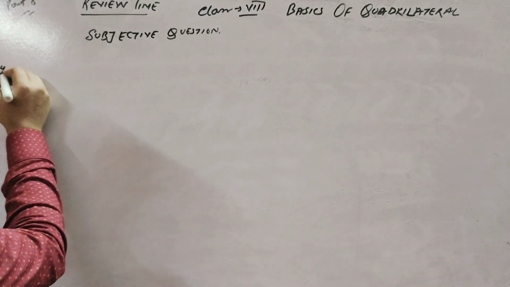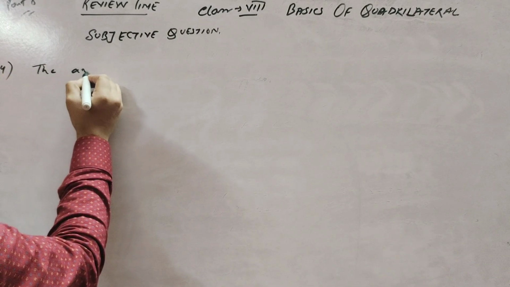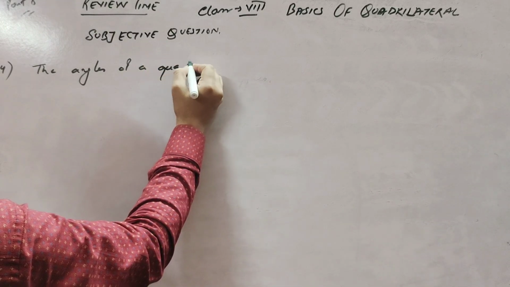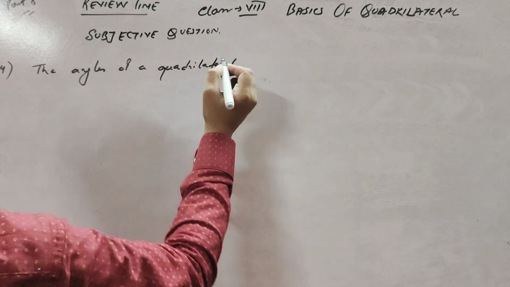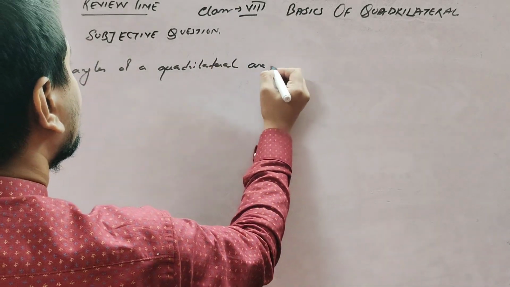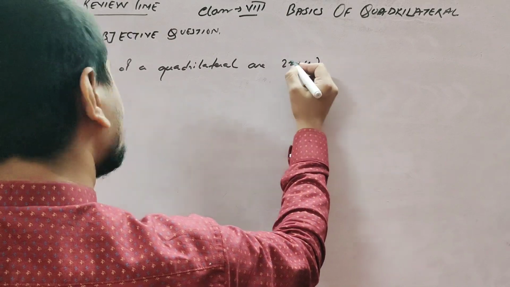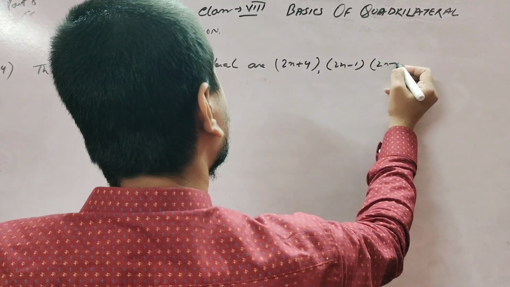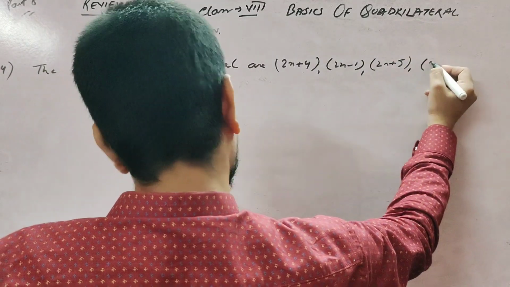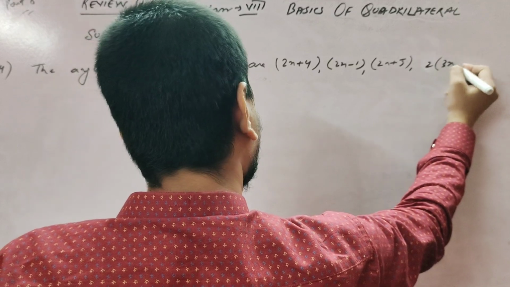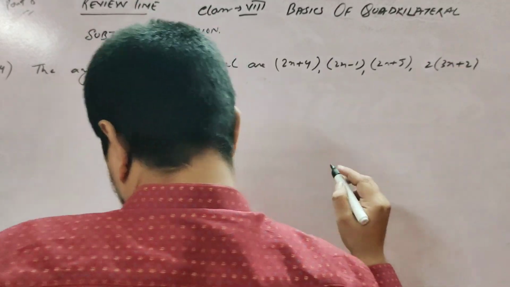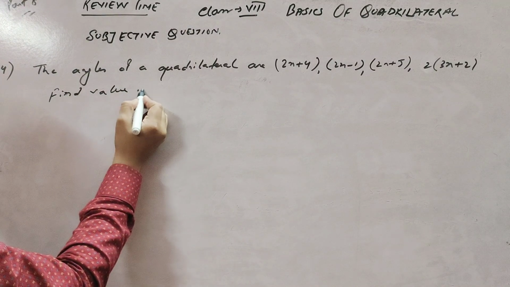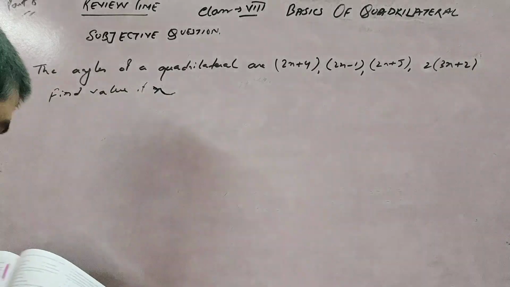Question number 4. The angles of a quadrilateral are 2x plus 4, 2x minus 1, 2x plus 5 and 2 bracket 3x plus 2 respectively. Find the value of x. Just only find the value of x. Okay.